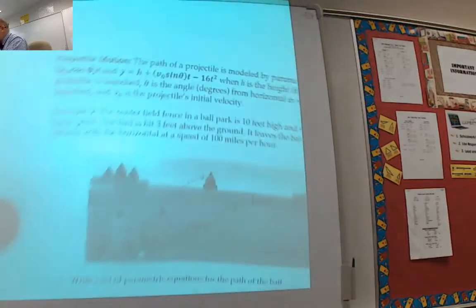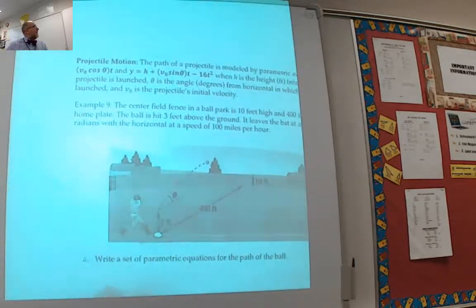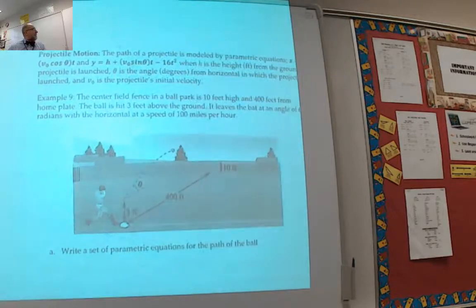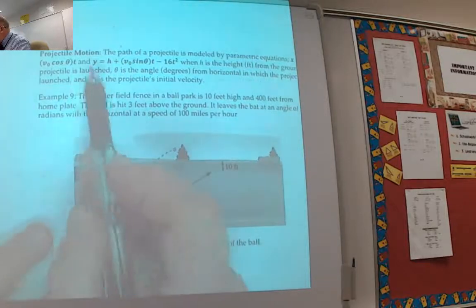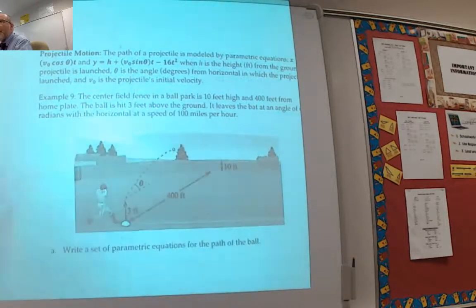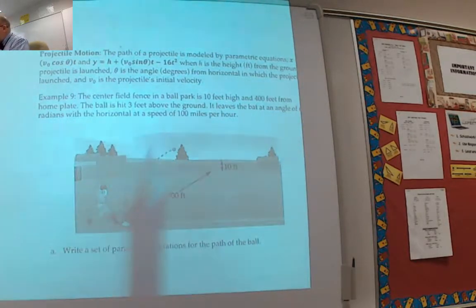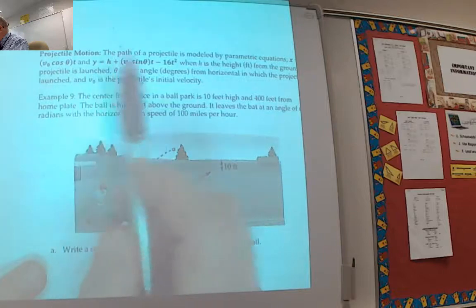I think this is pretty cool. Baseball. So these are actually 2 things you're going to have to keep in your notes and be able to refer to. These are parametric equations dealing with projectile motion, so something that is launched. Notice what's put in here is cosine and sine. So that's something that's relatively new.